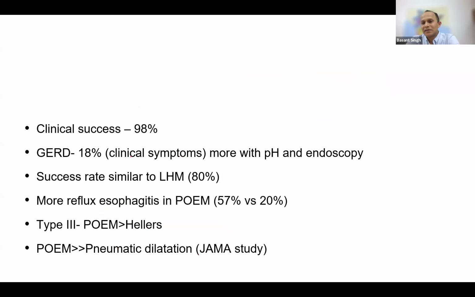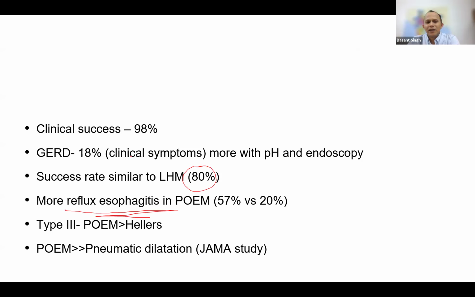Success rate is 98% in some studies. GERD, if you see, 18% have clinical symptoms. But if you do a pH and endoscopy, the rate is very, very high. People have compared LHM with POEM and the success rate is close to 80-85%, but obviously POEM will have more reflux esophagitis. A patient may be asymptomatic and on pH monitoring the DeMeester score is significant, but there should be no symptoms. That is a different thing.